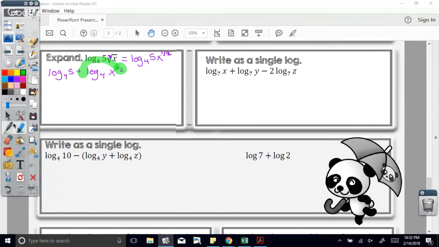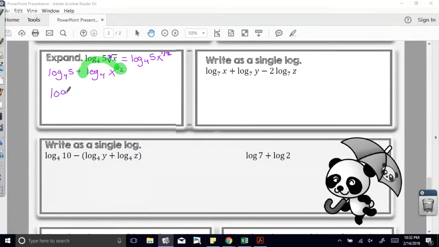So what we're going to end up with as our final answer, we still have the log base 4 of 5 plus the 1/2 comes out in front, and then we have the log base 4 of x, and we are done.